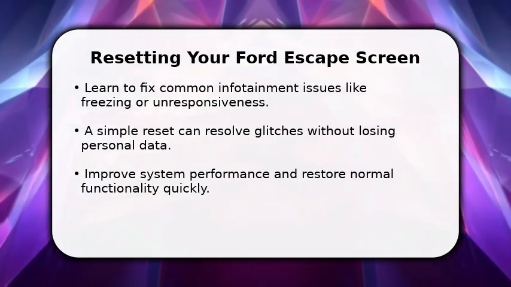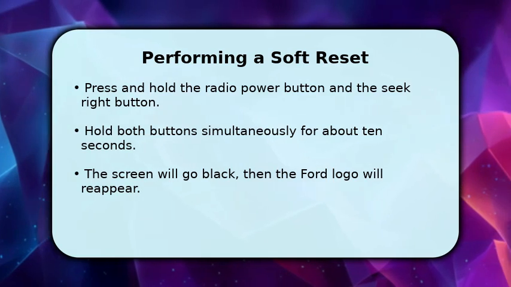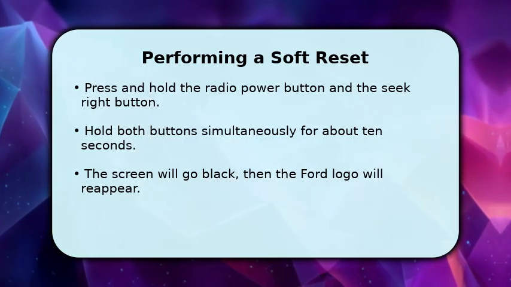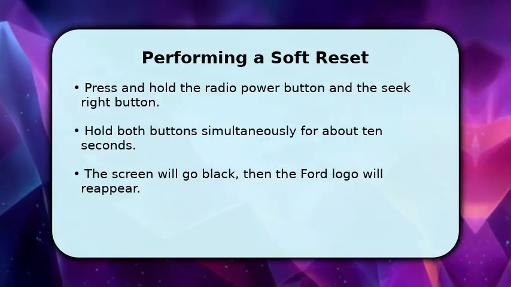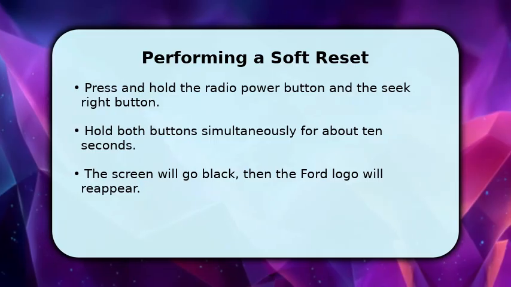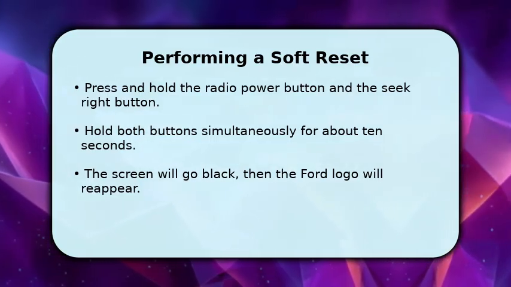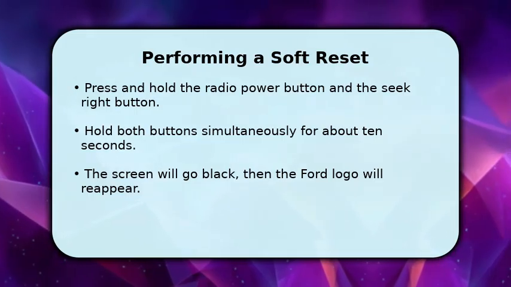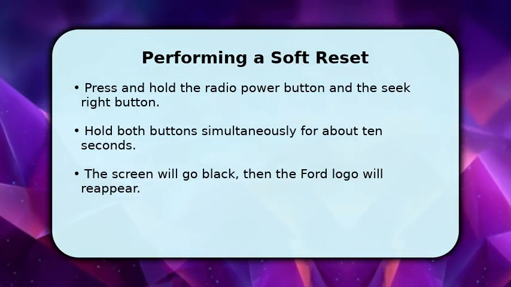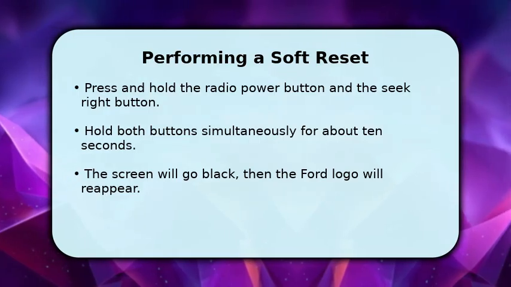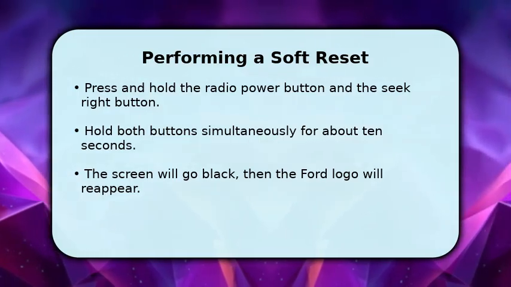The first method is a soft reset, which is great for minor glitches and won't delete your saved settings. To perform this, locate your radio's power button, usually in the center of the volume knob, and the Seek Right button. Press and hold both of these buttons simultaneously for approximately 10 to 15 seconds. The screen will go black, then the Ford logo will reappear, indicating a successful soft reboot.